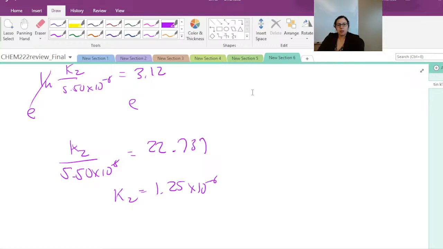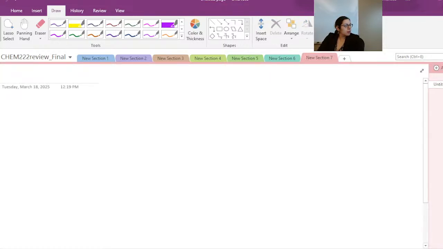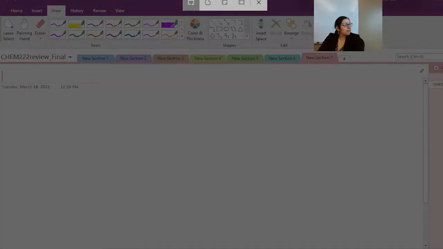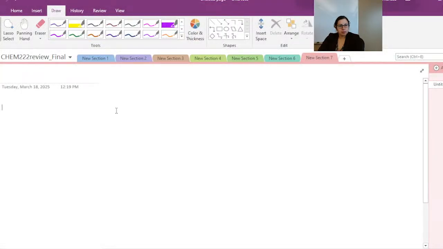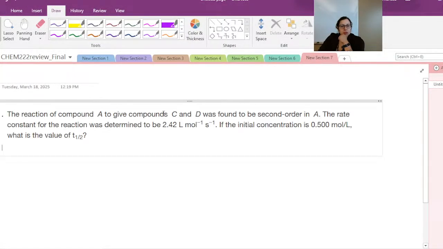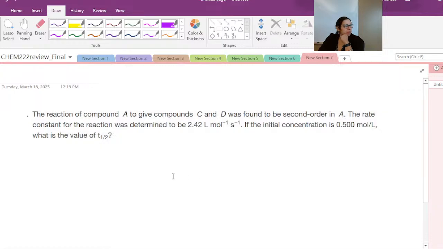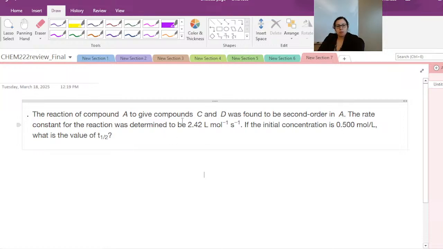Let's try another problem. So see if we can try this one out. So we have A gives us C and D, and it is second order in A. We have our rate constant and initial concentration. So what's our half-life?